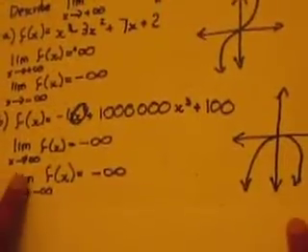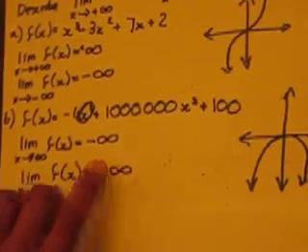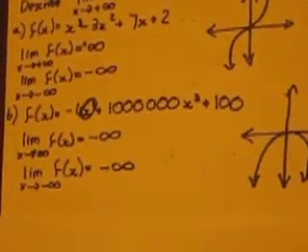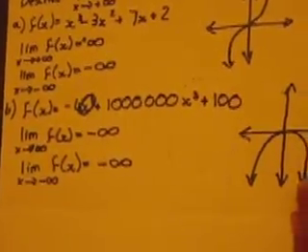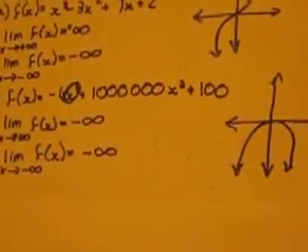So then the limit as x approaches infinity of f of x equals negative infinity, as shown by the graph, and the limit as x approaches negative infinity of f of x also equals negative infinity, as seen by the graph. And that is it for section A.